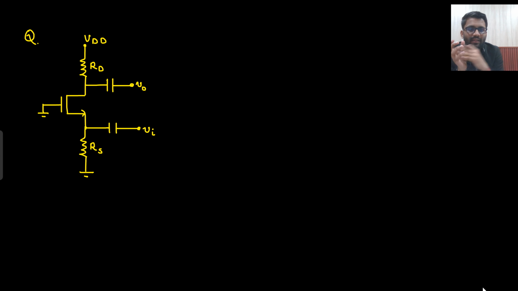I just deliberately introduced these capacitors. The point is, when you do the small signal analysis, the capacitor will be short circuited and VDD will already be gone. Let it be grounded only, so VDD will be gone. What will happen to capacitors? Capacitors will be open circuited.